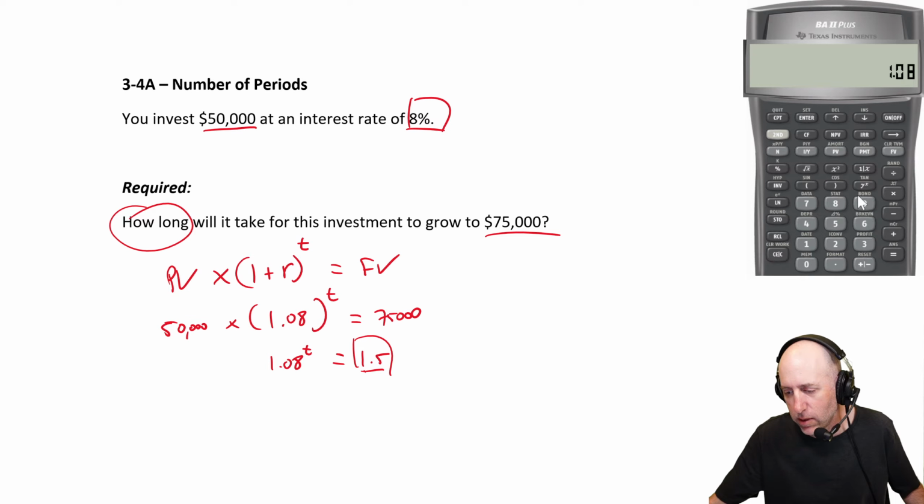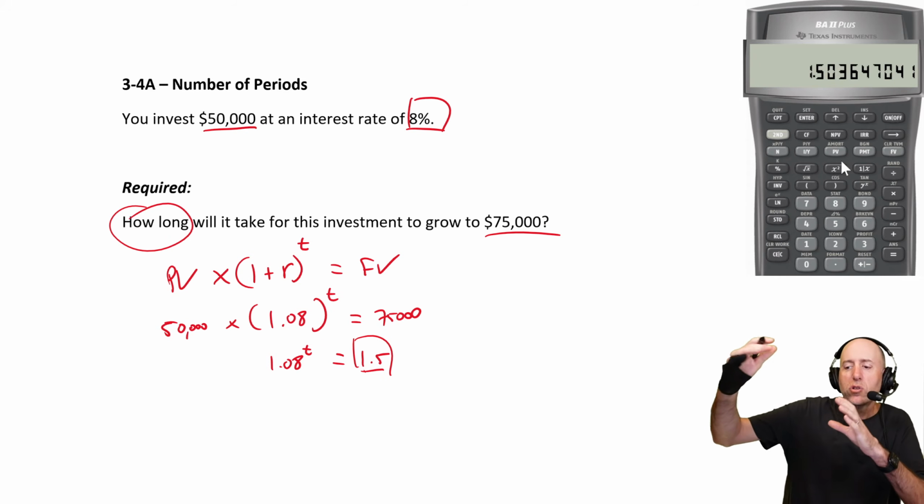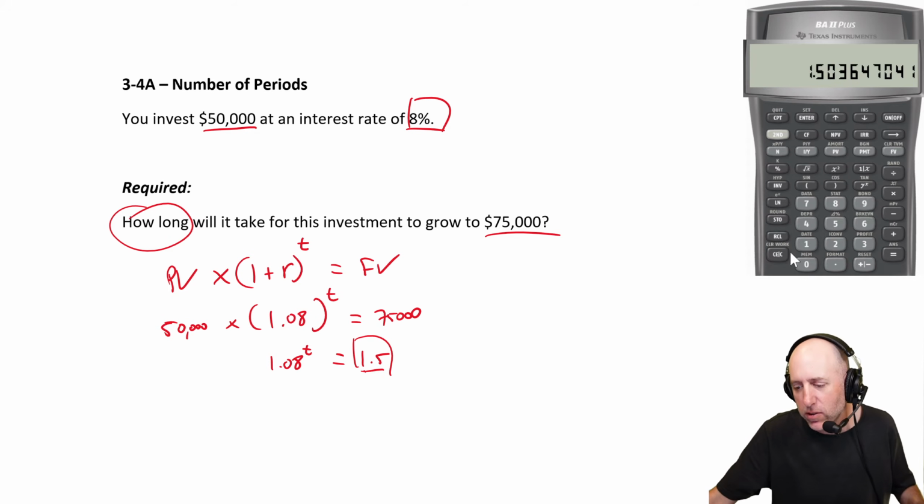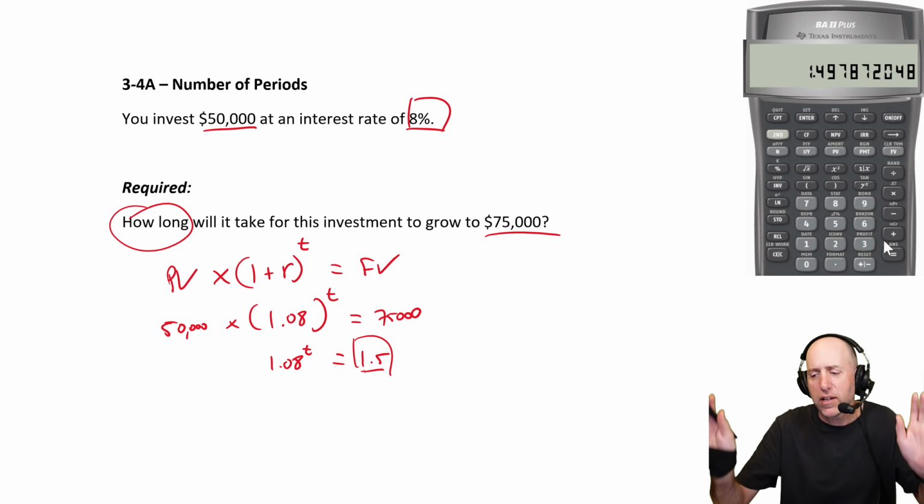1.08 to the power of 5.2 years. Is it 5.2 years? Oh, I'm at 1.49. I'm still not there. It's higher than 5.2. 1.08 to the power of 5.3. Now I'm just a little too high. It's somewhere between 5.2 and 5.3 years. 1.08 to the power of 5.25. 1.497. Okay, I'm going to stop there.